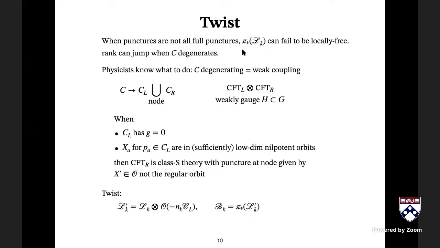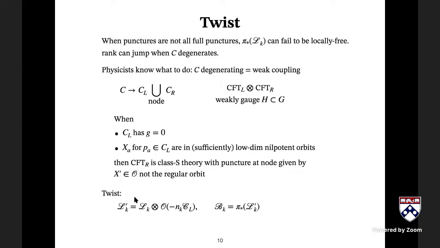And the issue that I'm talking about here can be summarized as follows: when C left has genus 0, and if the collection of marked points that land on C left when the curve C degenerates are in sufficiently low dimensional nilpotent orbits, then what can happen is that CFT right is a class S theory with the puncture at what was the erstwhile node, which is not in the regular nilpotent orbit. It's in some other nilpotent orbit.